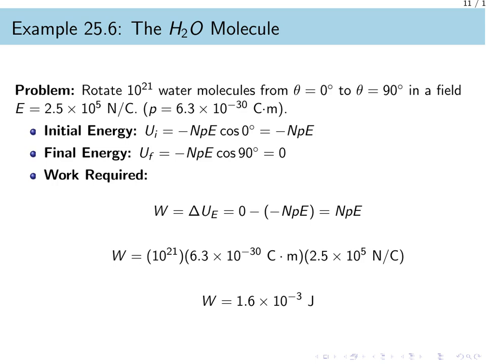The initial energy of the system is the negative product of the number of molecules, the dipole moment, and the electric field magnitude. The final energy at 90 degrees evaluates exactly to 0. Therefore, the total work required equals the difference, which evaluates to the positive product of the number of molecules, the dipole moment, and the electric field. Plugging in the given numerical values yields a total required work of 1.6 times 10^-3 joules.